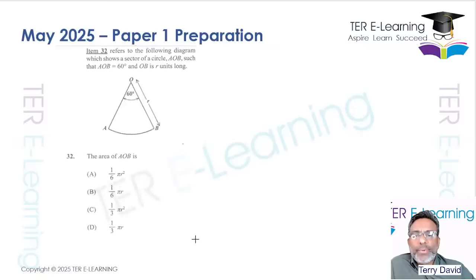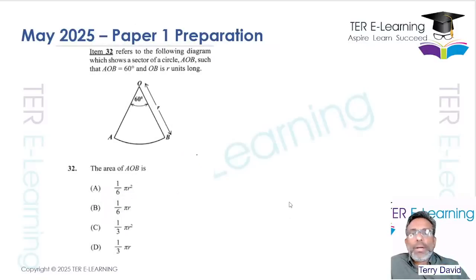Our next measurement question here. Item 32 refers to the diagram and it shows a sector, right? And the area of AOB is given by what? The area of AOB. Right? People saying the answer is A.